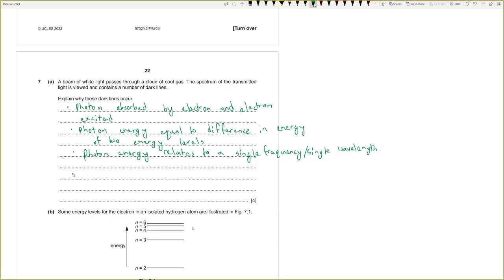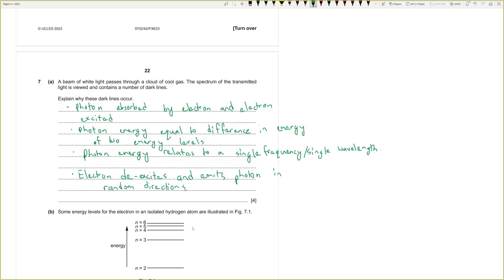Now what's the fourth and final point? Why don't we get the photons in the spectrum though? Because the electrons don't stay excited forever. They will come back down, but in the process of doing so, photons are emitted randomly in all directions. So we have to mention this: the electron de-excites and emits photons in random directions.